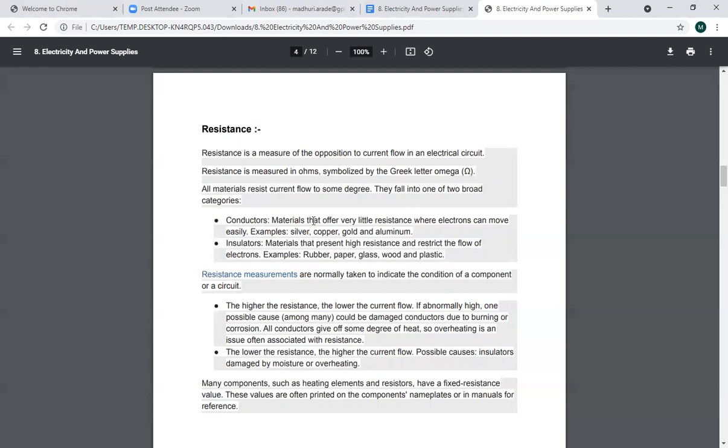So conductors carry very low resistance, and are actually used to carry high current supply. For example, silver, copper, gold, aluminum, they carry a high current. And insulators have a high resistance capability. So they will restrict the flow of electrons, the flow of that charge. Examples are wood, plastic, glass, paper, rubber.